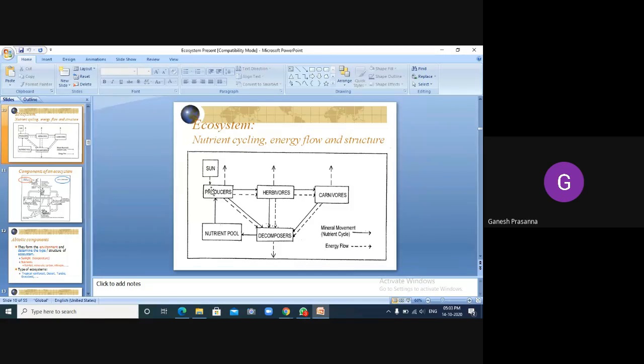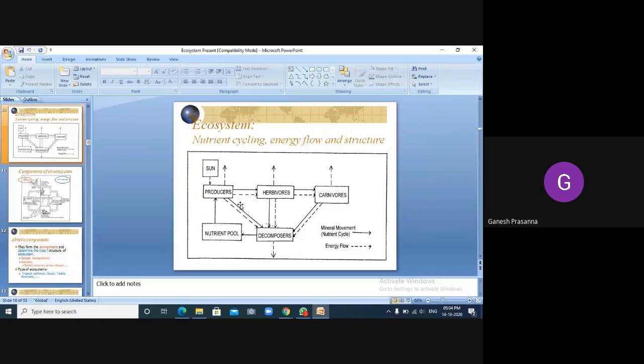Okay, when the producers die, they decompose and then they become the nutrient pool. The herbivores die, they decompose and they form the nutrient pool. The carnivorous die, they decompose and also they become a nutrient pool. So here you can see it is the mineral movement from the producers, herbivorous, carnivorous, decomposers. From herbivorous to decomposers, they become the nutrient pool and also they become producers again.